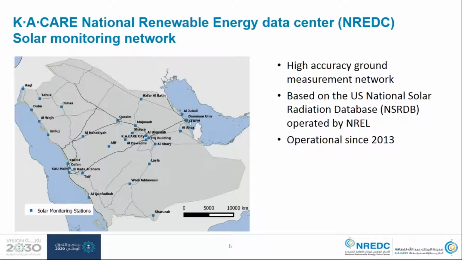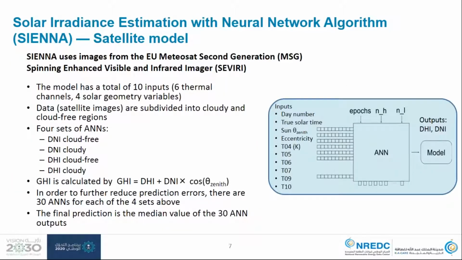And in addition to that, KCare has developed a satellite model that's based on an artificial neural network, using the Meteosat Second Generation, or MSG, satellite. That's an EU weather satellite that's located at 0 degrees longitude, so it's sort of over West Africa. But it's a geosynchronous satellite, so we get an image of Saudi Arabia every 15 minutes from that.